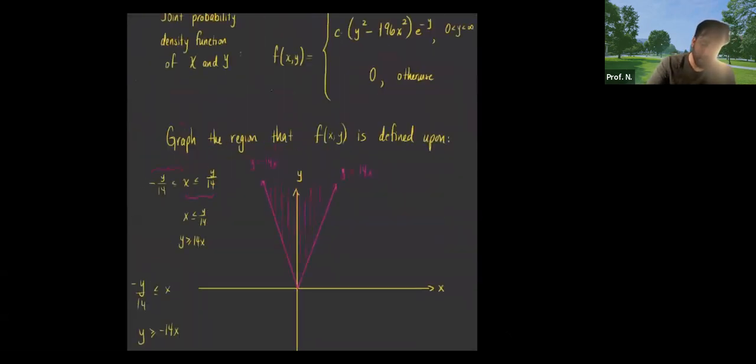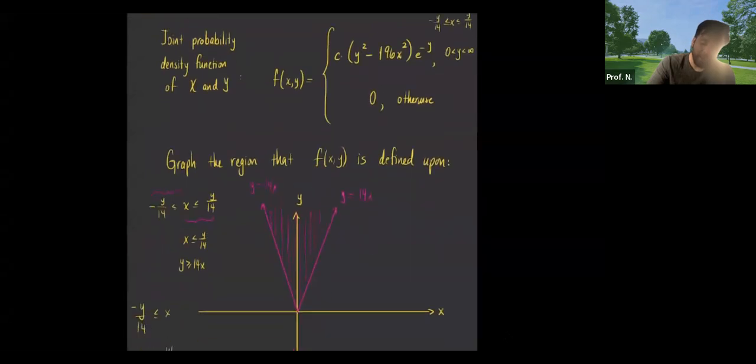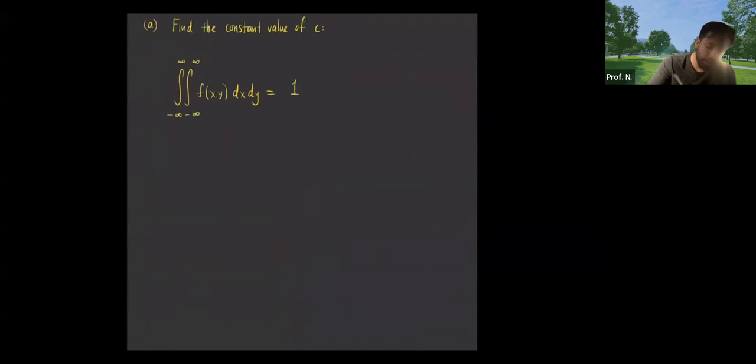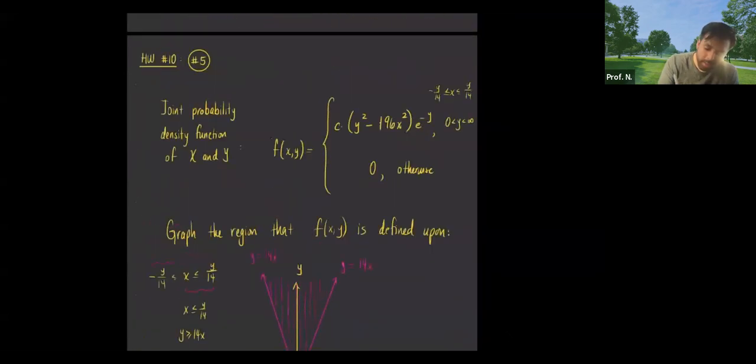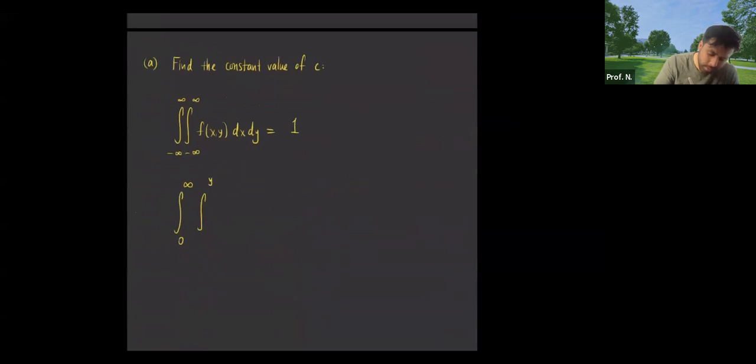Okay, so once we have that, now we have to look at the bounds. So we know for a fact that y goes from 0 to infinity. And then x, they're telling us x is between negative y over 14 and y over 14. So we don't have to do too much here, actually. And then we have c multiplied by y squared minus 196 x squared, e to the negative y, dx dy, must equal 1.